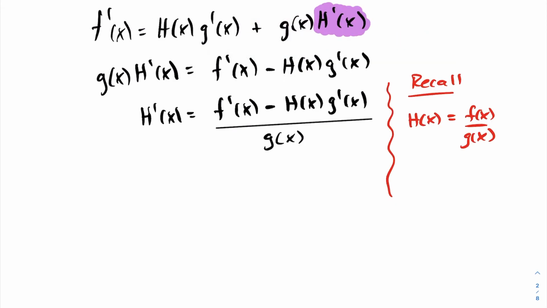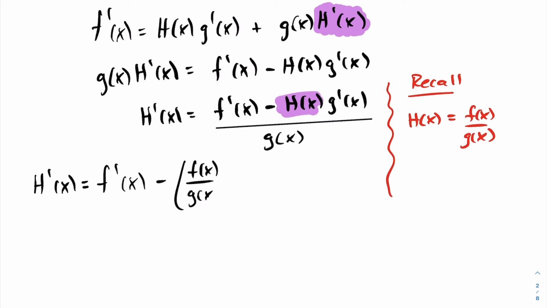Recall that h at x was defined to be f at x over g at x, so I'm going to go ahead and substitute that into my expression here. I'm going to replace this h at x with f at x over g at x, in which case we get h prime at x is going to equal f prime at x minus f at x over g at x times g prime at x, all divided by g at x.